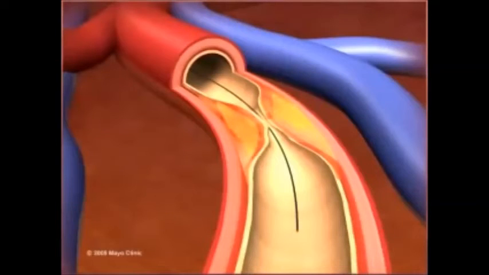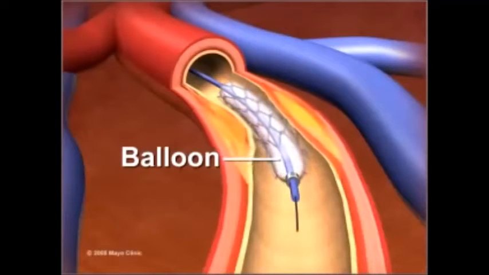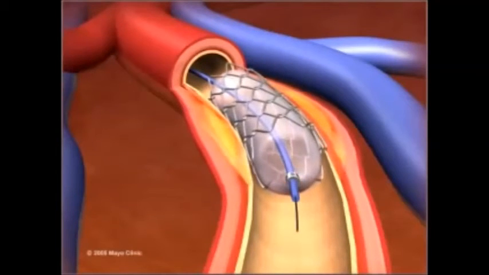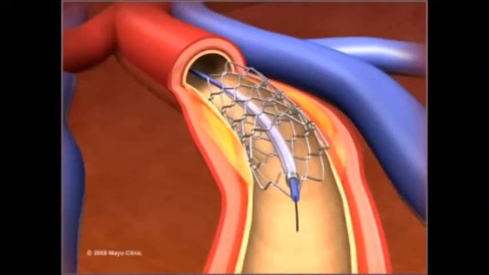A second, smaller catheter is then inserted over the wire and threaded to the same artery. When it reaches the narrowed area, a small balloon on its tip is inflated to reopen the artery and flatten the blockage into the artery wall, while at the same time stretching the artery open to increase blood flow to the heart. Both catheters and the wire are then withdrawn.